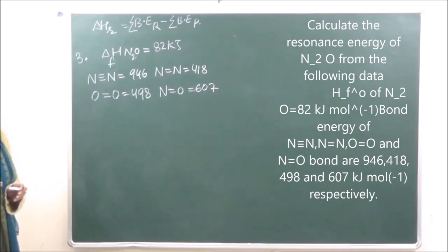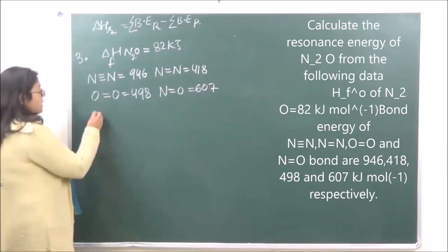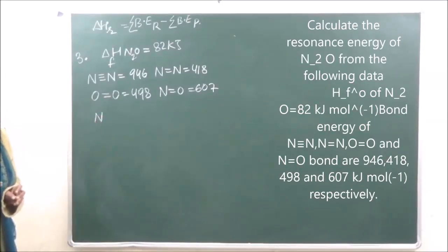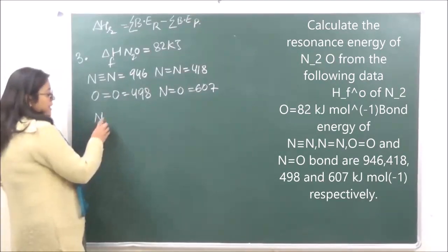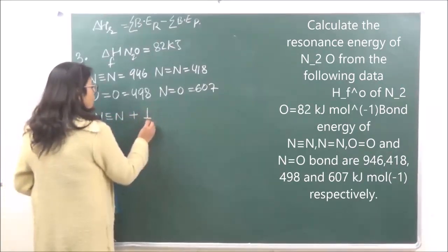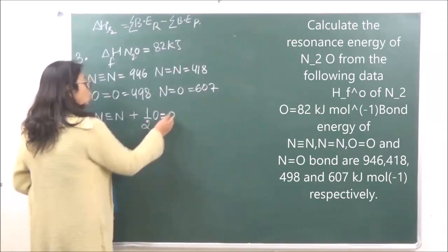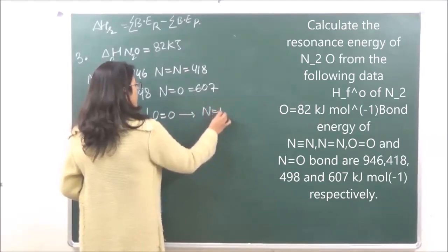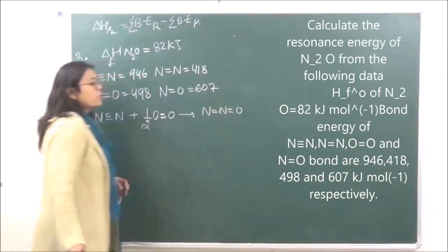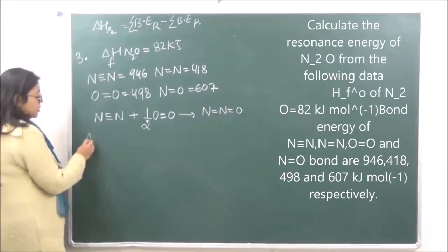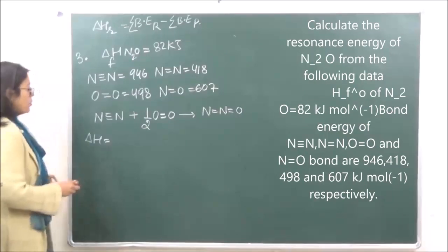The equation given to us over here is that we are going to form N2O from N2 and O2, the enthalpy of formation. So we have N triple bond N plus half of O double bond O, that is going to give us N double bond O. This is going to be the structure. Okay? So let's calculate the delta H from the data which is given to us.